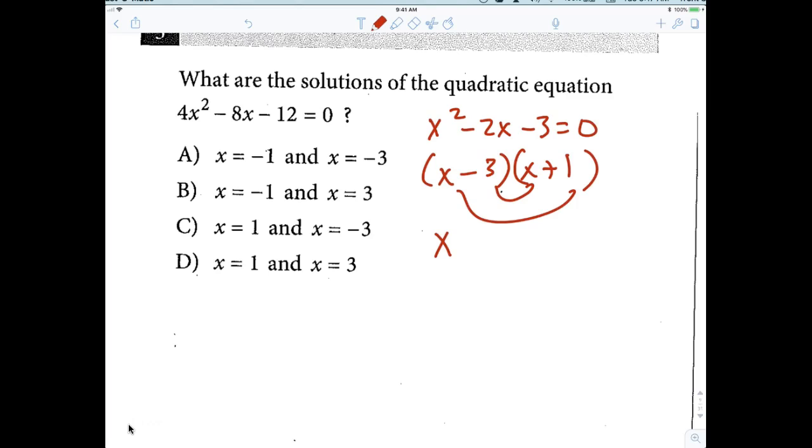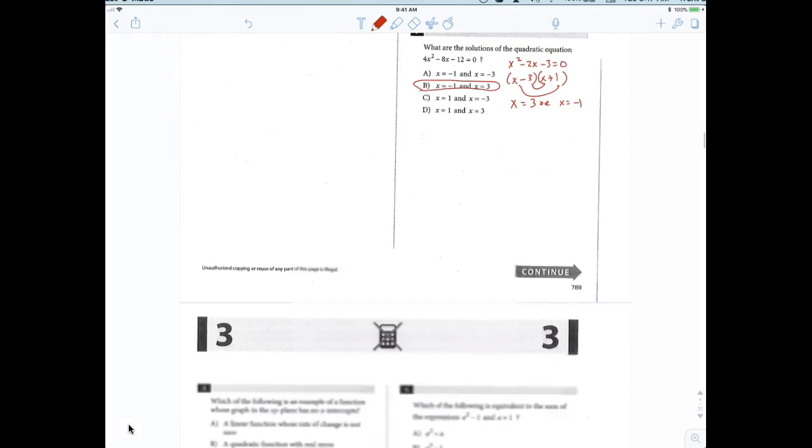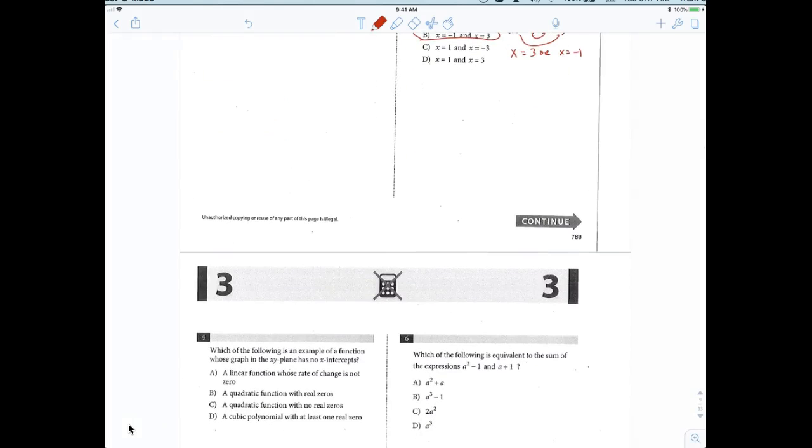So x had to be what? 3, or x had to be -1. So my correct answer is, what is it? B. Correct answer is B. So I'm pretty happy with that. Now let's scroll down because some things I think we're better at we can do.